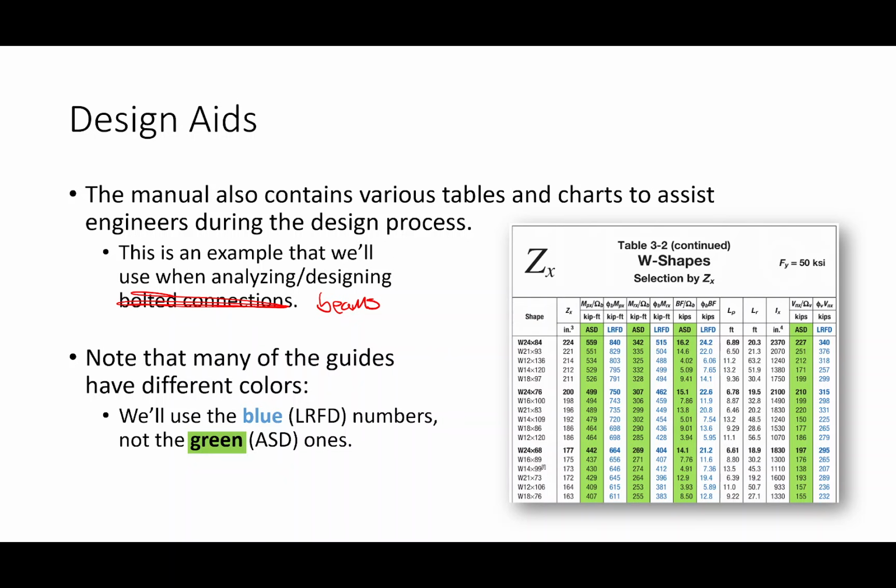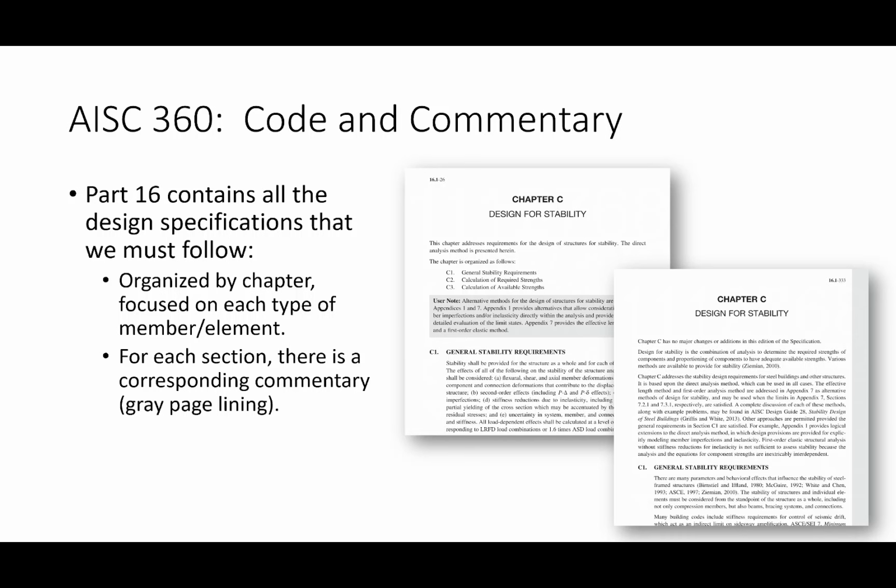And really, the only difference between the two, for example if you have a nominal moment capacity, is that you can either take that nominal capacity and multiply it by a resistance factor, or take the nominal capacity and divide it by a factor of safety. In the manual, instead of the term factor of safety, they just use the Greek letter omega. So that's the notation here, ASD and LRFD. But again, we're not going to use the green numbers. We're only going to use the blue ones. Everybody good? Okay.